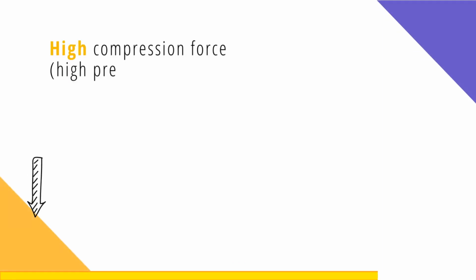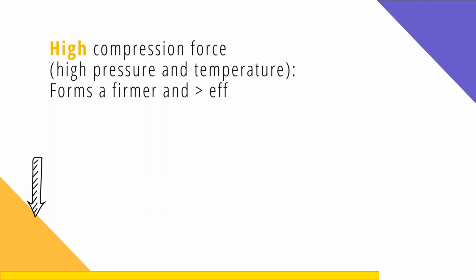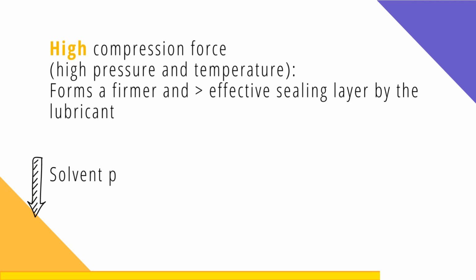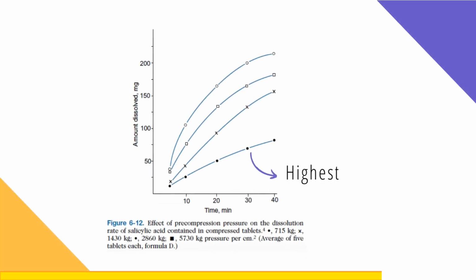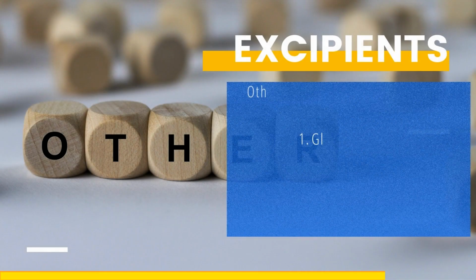In general, a high compression force, which is normally accompanied with high pressure and temperature, could form a firmer and more effective sealing layer by the lubricant. Therefore, it actually reduces the solvent permeability to reduce the dissolution rate. In the graph, the lowest line represents the highest force applied during the tableting process, which caused a reduction in the amount dissolved over time.